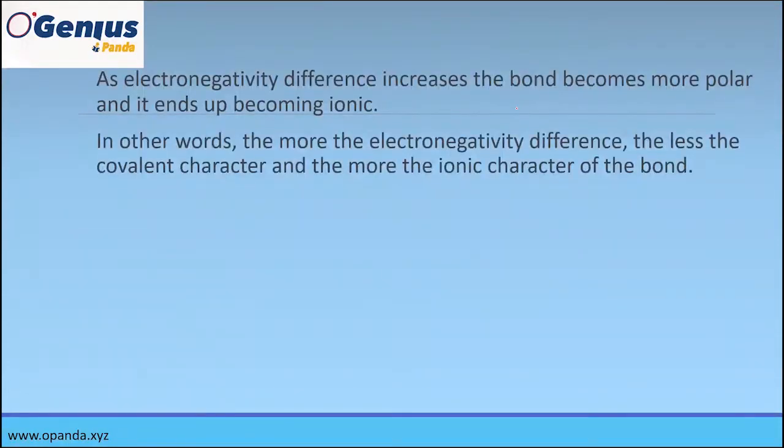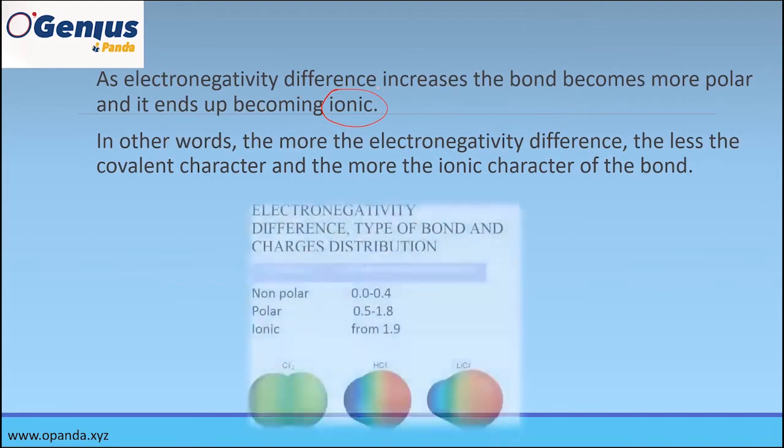If the electronegativity difference increases, the bond will keep on becoming more and more polar. And at a given point, it will become ionic. At a given point, you remember, the bond becomes ionic. Okay? So the more the electronegativity difference, the less the covalent character. We will see that using the simulation. And the more the ionic character of the bond.